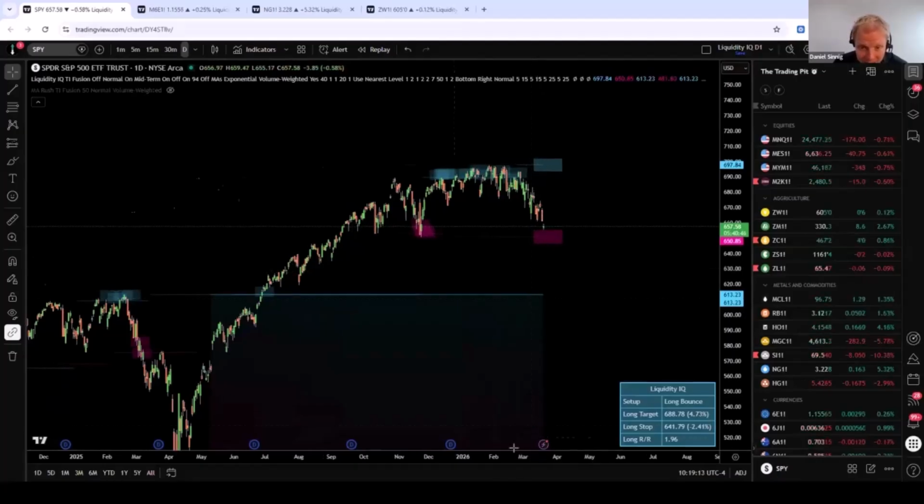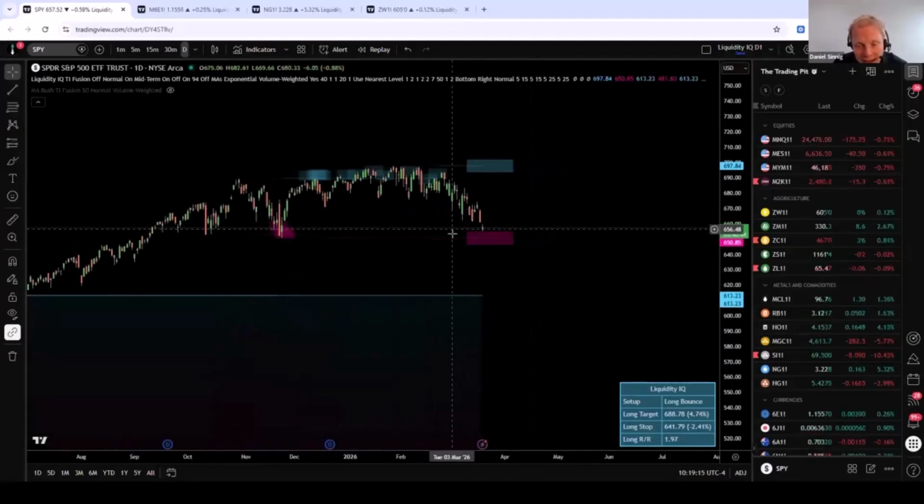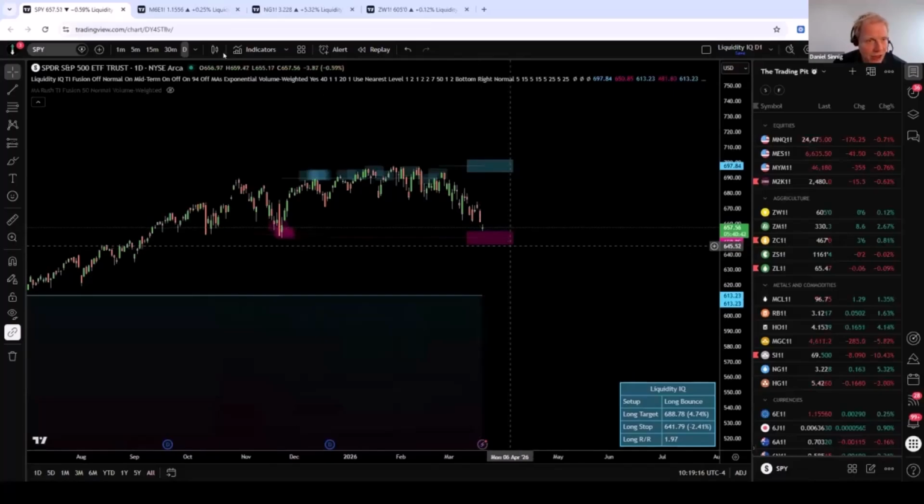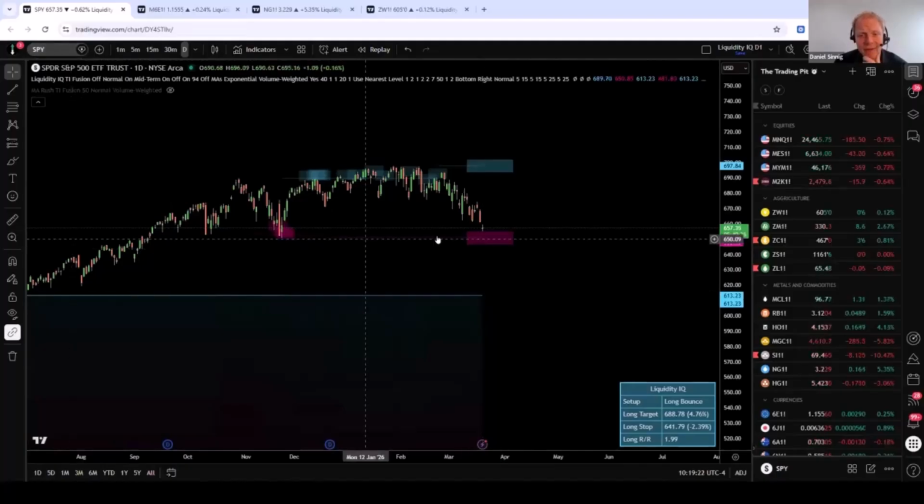All right, so this is what I see right off the bat once I apply this indicator to this daily time frame on the SPY. But there's a bit more. The indicator finds these key levels for you. You can see it here. But it doesn't stop here.